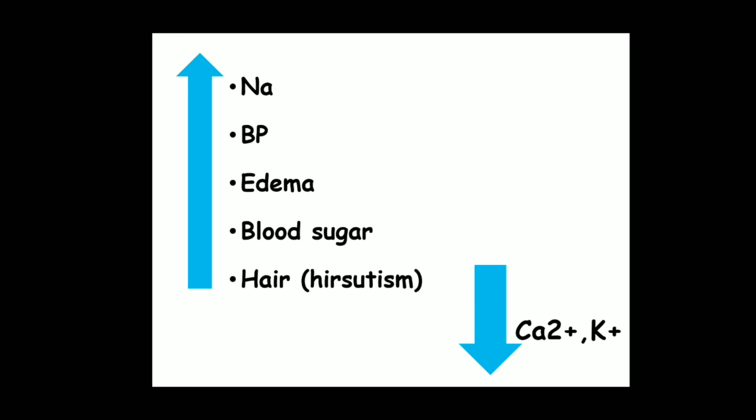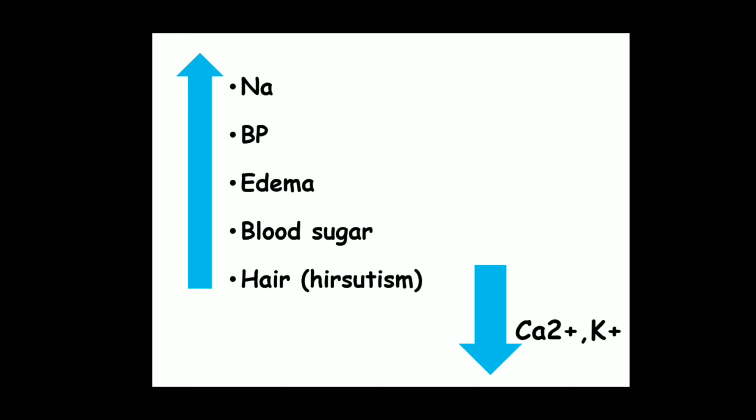Now regarding the mineral disturbance. From this area a lot of questions come, and always remember it causes hypernatremia and hypokalemia. The thing is, cortisol in high concentration can show some mineralocorticoid activity, and we already have learned that the major function of mineralocorticoid is sodium and water retention and potassium excretion.